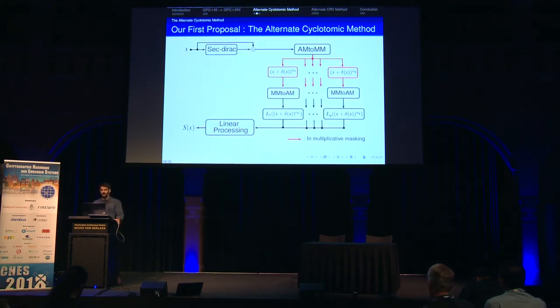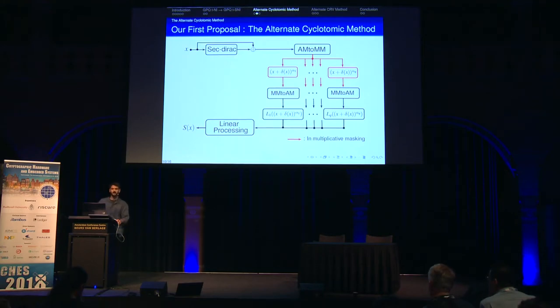So our first proposal deals with these steps using a multiplicative masking, and this is our alternate cyclotomic method. It still requires the secure processing of a Dirac function in order to get a non-zero element. And then it computes the AM to MM transformation in order to get multiplicative masking. Then it evaluates one monomial for each distinct linearized polynomial in multiplicative masking, which is very, very efficient.